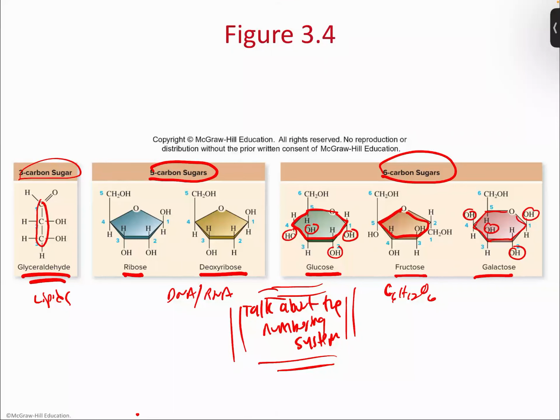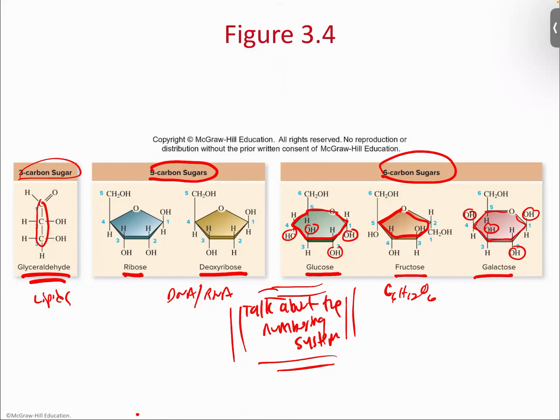So we talked a little bit about the three carbohydrates, right? The 3 carbons, 5 carbons, and 6 carbons. We talked a little bit about how fructose is a structural isomer, galactose is a stereoisomer of glucose, a non-mirror image stereoisomer of glucose.